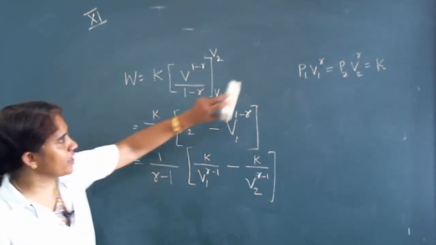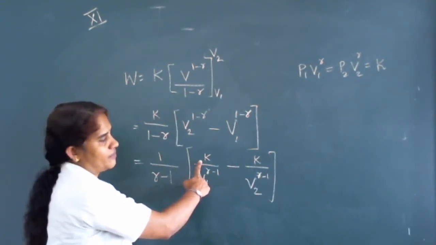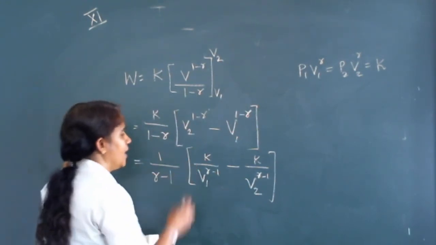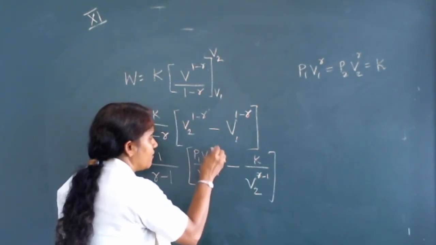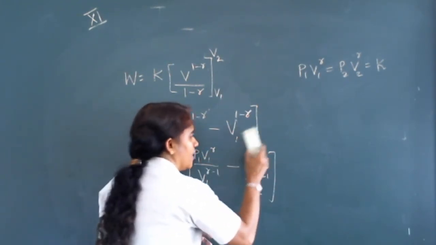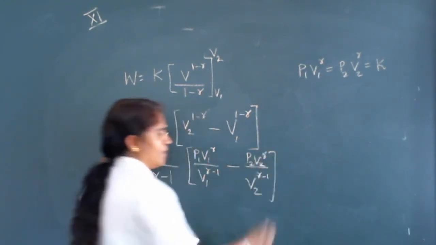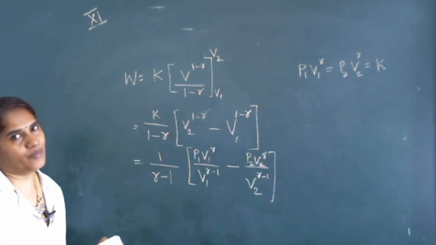Then by substituting the value of K as P1 V1 raised to gamma, or P2 V2 raised to gamma, instead of K, P1 V1 raised to gamma, P2 V2 raised to gamma. According to the adiabatic process equation, the constant can be PV raised to gamma.